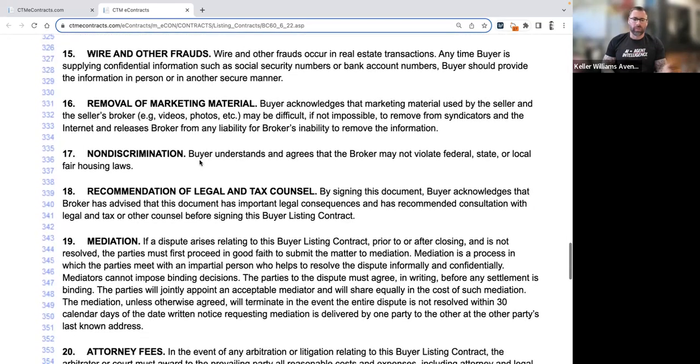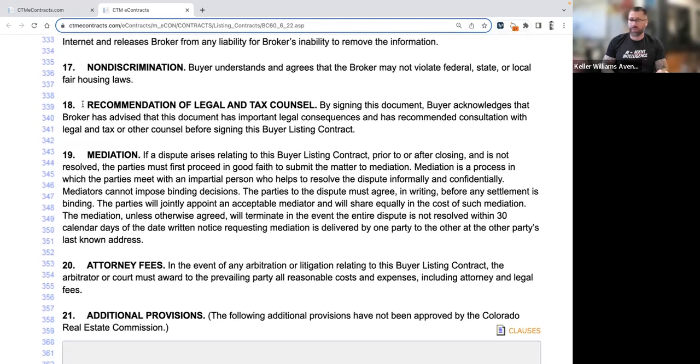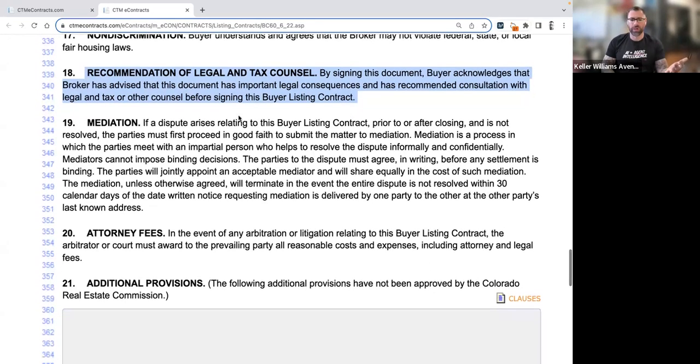We're just talking about non-discrimination, which would go back to that love letter. This thing, right? Like, hey, Mr. and Mrs. Buyer, by signing this document, there are tax and legal consequences, and you should go talk to a CPA, a tax professional, your lawyer, before you sign this. Most people aren't going to do it.